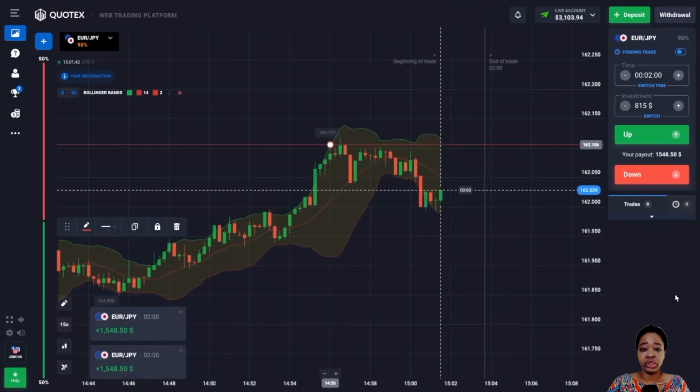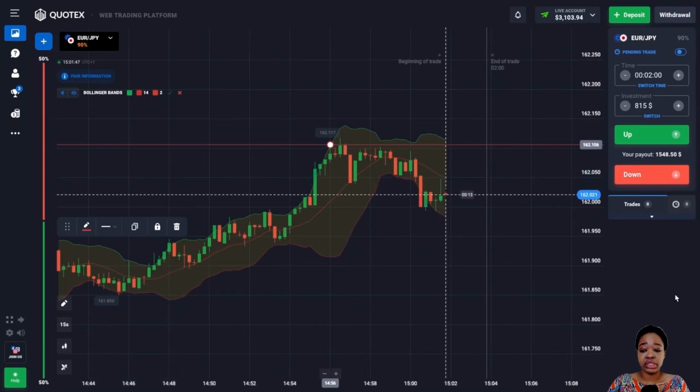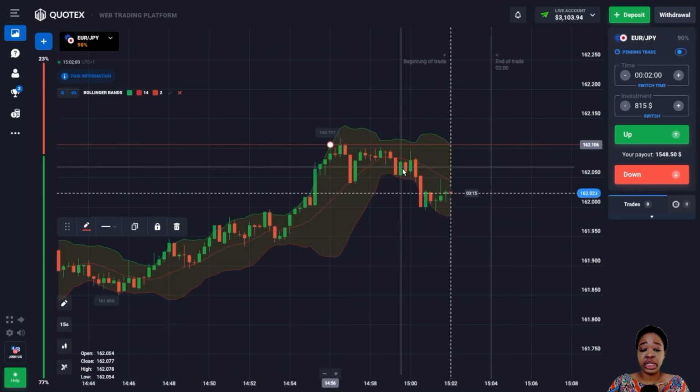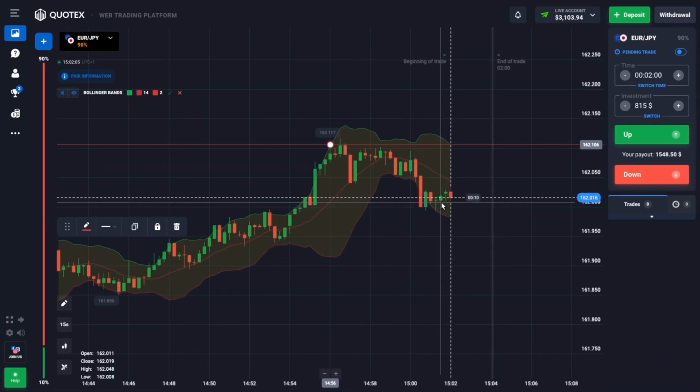This is awesome. My trade closed in a plus and I got a very good profit. Right now you can see that my deposit is $3,000. So I am confidently approaching my trading goal. Let me continue and find more trading situations.